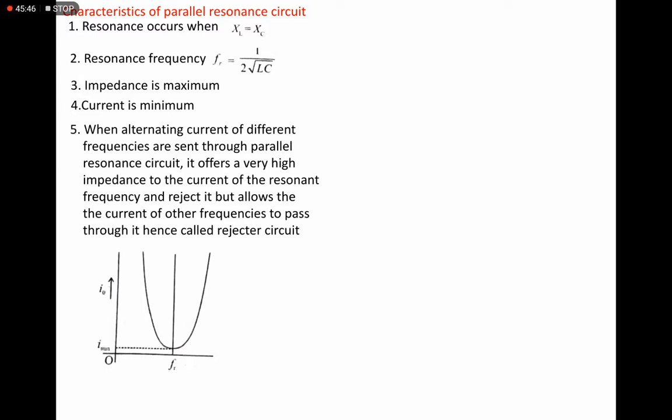So we'll stop here. We complete the chapter AC generator in this session. In the next session, we'll go with the numericals of this chapter. That is AC generator. Thank you.